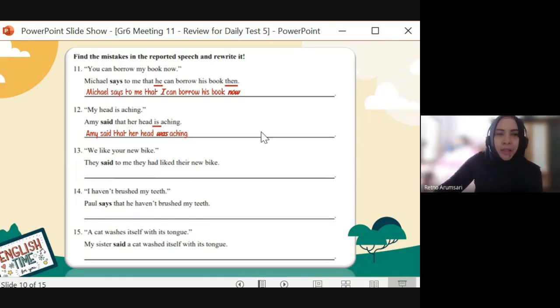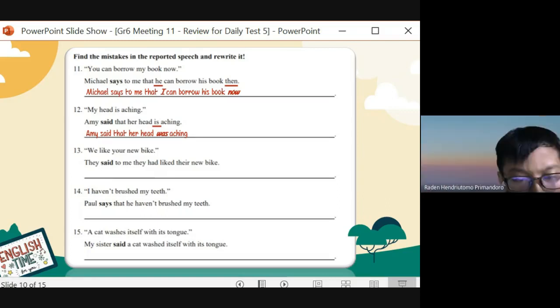Right. Number 13. They said to me they had liked their new bike. Can you find the mistakes? This. There.